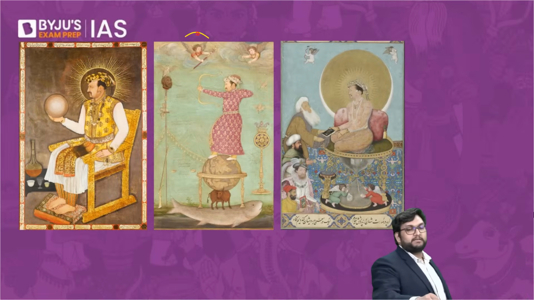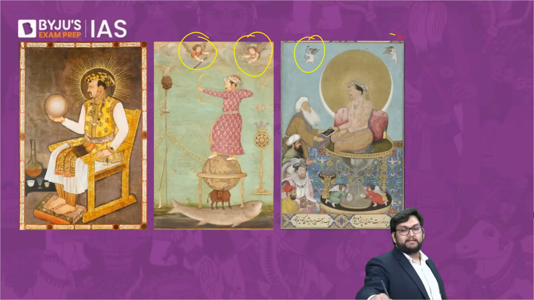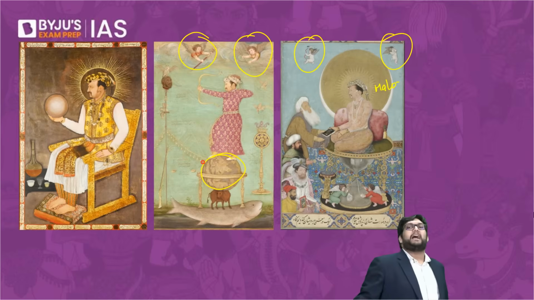You can see his angel part still remains. Halo is still there. But you see, he is literally standing on a globe and his name is Jahangir.